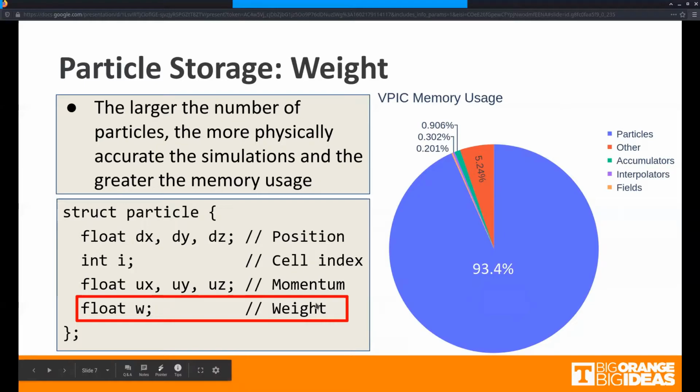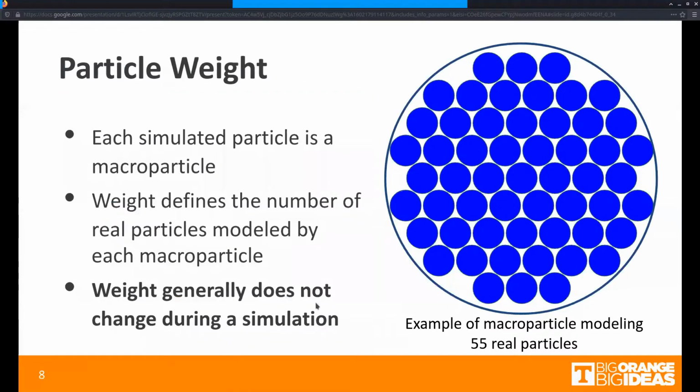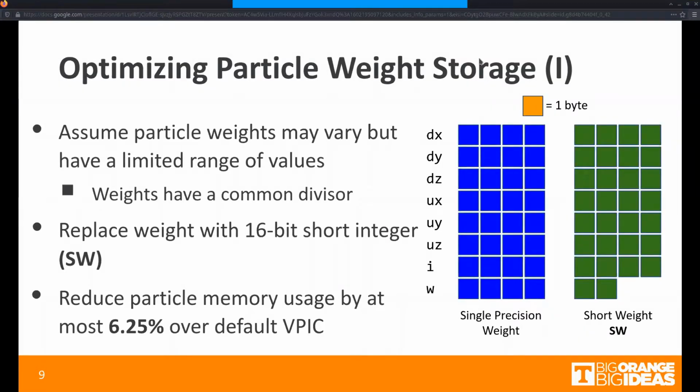Particles in VPIC are actually macroparticles that model a collection of real particles. Particle weight defines how many real particles each simulated particle models. In general, particle weight does not change during a simulation. We can take advantage of this and reduce the amount of memory needed for storing particle weight. First, let us assume that particle weight may change but has a limited range with a common divisor. For example, all particles model a multiple of 8 real particles. In this case, we can change particle weight from a 32-bit float to a 16-bit integer representing a multiple of that common divisor. Alternatively, we can use the 16-bit integer as an index into a table of weights. This optimization reduces particle memory by up to 6.25% and allows for a large range of possible particle weights.